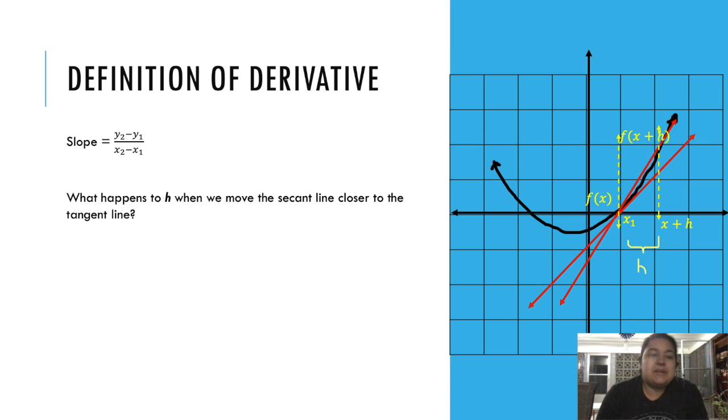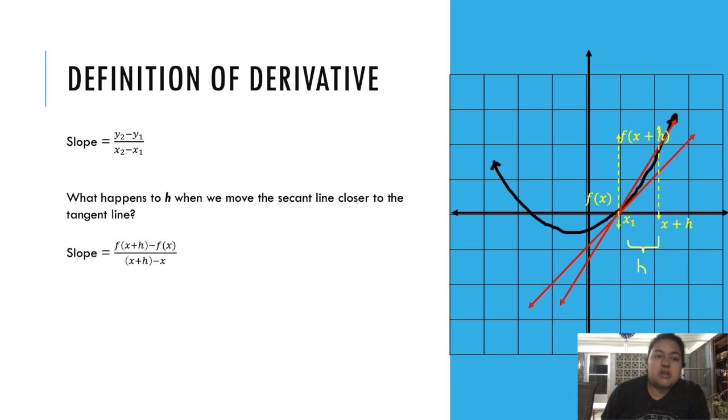Okay, what happens to h when we move the secant line closer to the tangent line? So that was like our previous slide where we noticed that the distance between them was getting smaller and smaller. So that's what's going to happen with h, and I wish I could just kind of drag this and show you, but I'm not that fancy. That h is getting smaller, and we kind of want h to be like 0, right? We kind of want h to not exist, so that way our secant line becomes our tangent line. That is where our limit is going to come in.